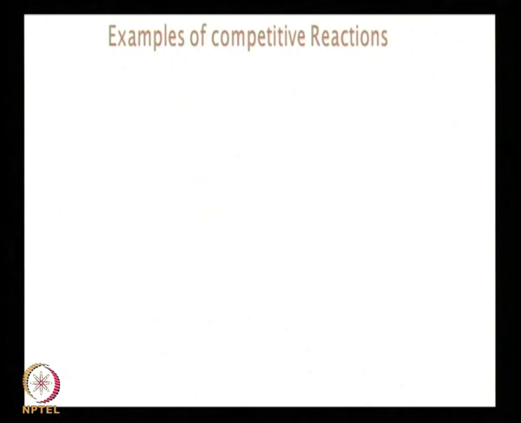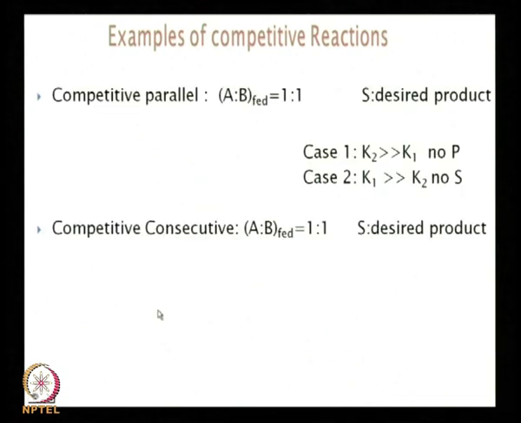So what I'll start with are examples of competitive reactions. There are 2 kinds of competitive reactions. One is called competitive parallel, and the other one is called competitive consecutive. Let's assume that A and B are your feed and S is your desired product. Now, why I put it this way is I want you to tell me what would be a competitive parallel reaction to start with.